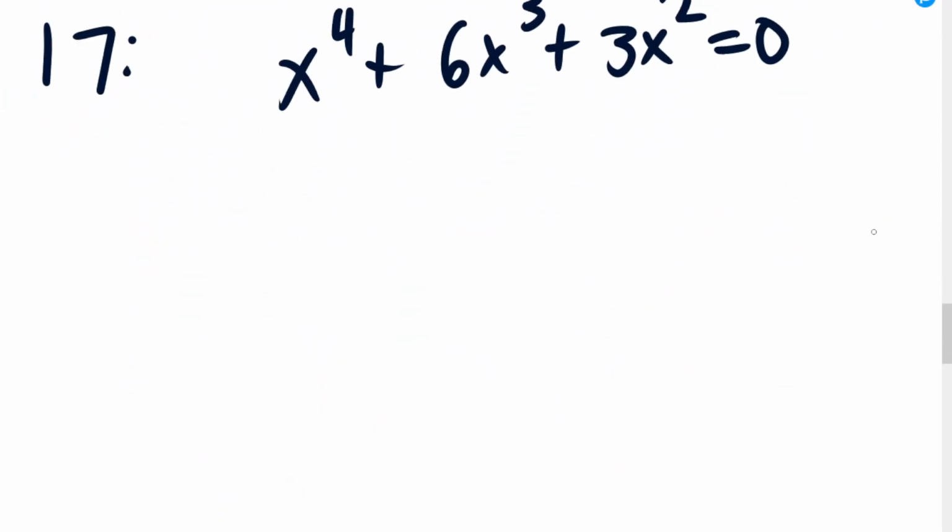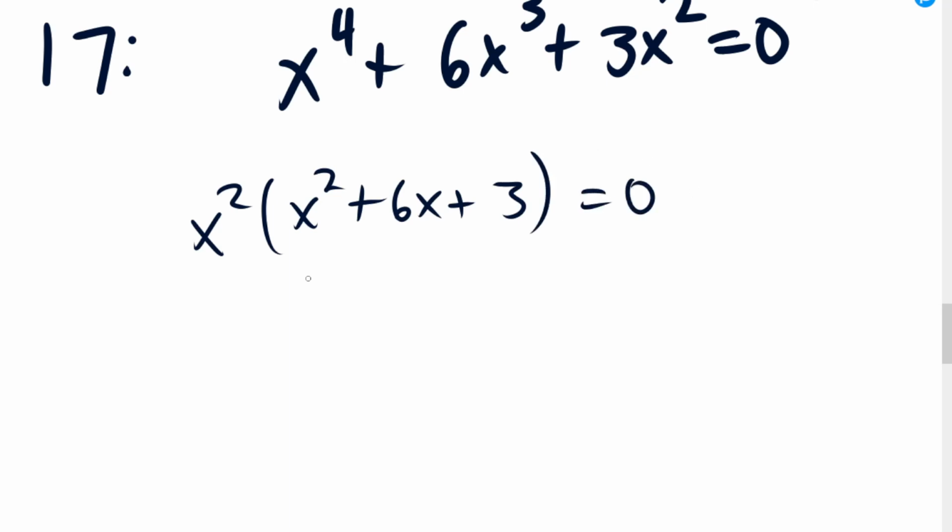No worries though. This next one is 17, which is still different numbers. x to the 4th plus 6x cubed plus 3x squared equals 0. We can take out a greatest common factor here, which is going to be x squared, which leaves us with x squared times x squared plus 6x plus 3 equals 0. We know that one of our zeros is going to be 0, so x equals 0.